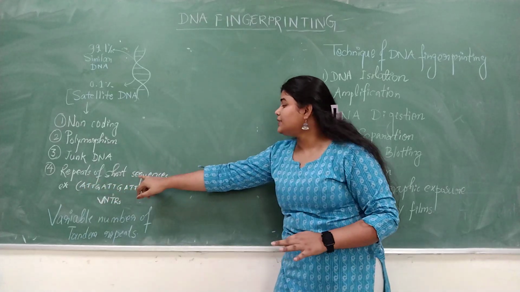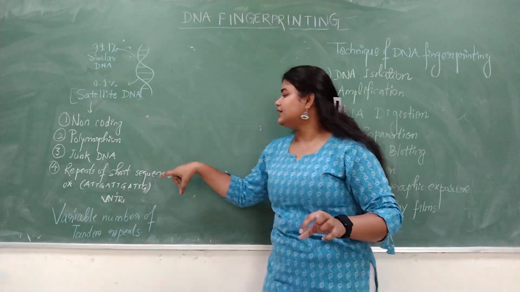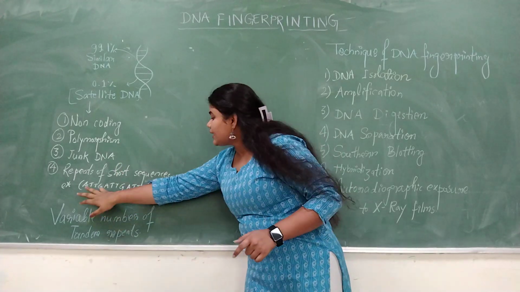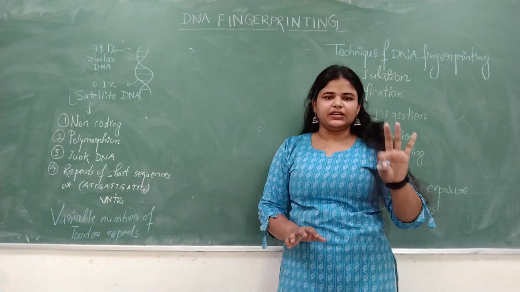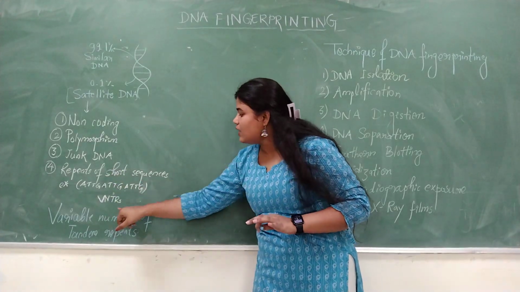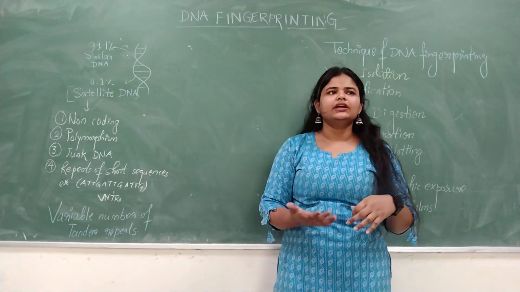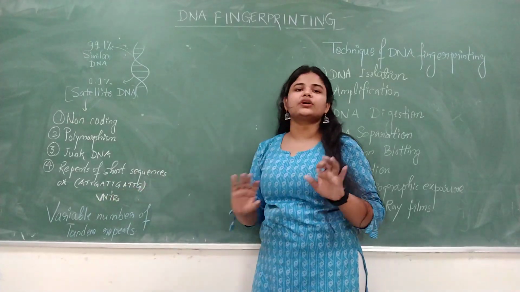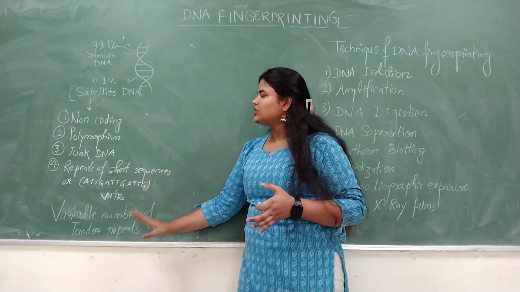Fourth is the repeats of short sequences. In all the satellite DNA, there are repeats of short sequences. Suppose like ATTG, ATTG, ATTG. It can be 3 in number, 4 in number, 5 in number. That's why these are known as VNTR, variable number of tandem repeats. That means it can be 3, 4, 5 or more, and this sequence also can be different. I am just providing an example here. So this is about the satellite DNA.